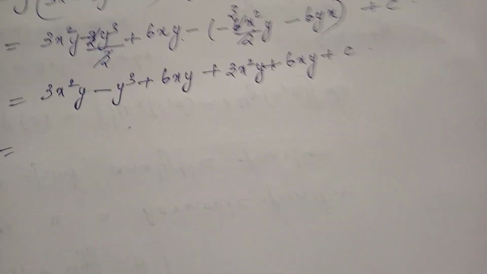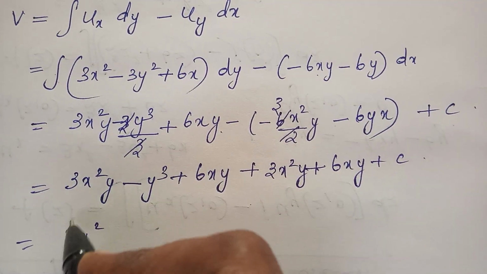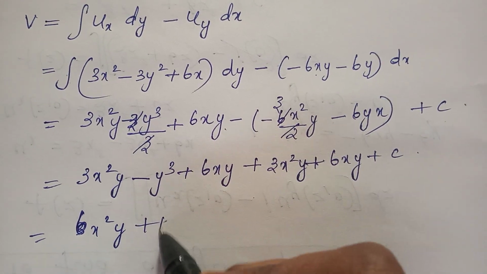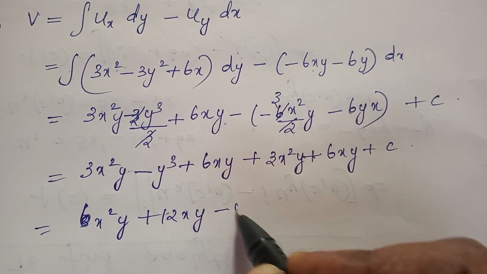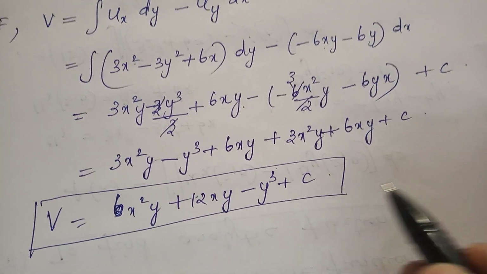So 3x square y plus 3x square y is 6x square y, and 6xy plus 6xy is 12xy, minus y cube, plus a constant c. So this is the conjugate harmonic function v.